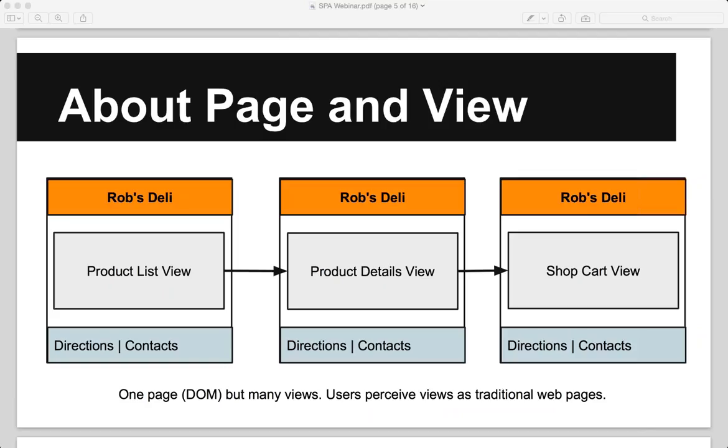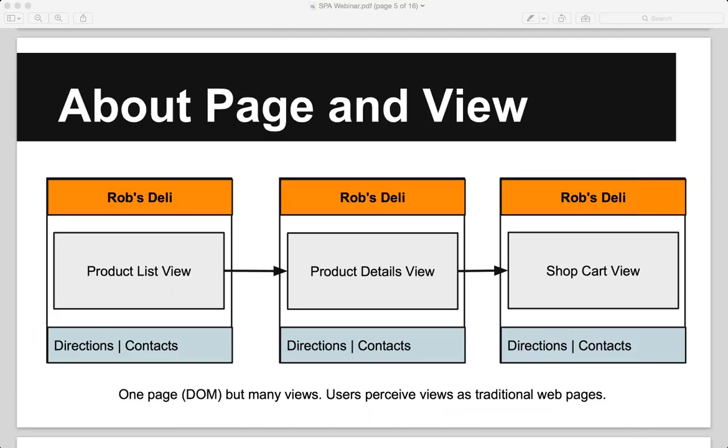So one of the things you're going to be seeing in this presentation is the terminology called page and view. So we need to distinguish between the two. A page is an HTML file, or some kind of HTML document, that the browser loads when the app starts up. And the page does not change. But within the page, you're going to see different views displayed.